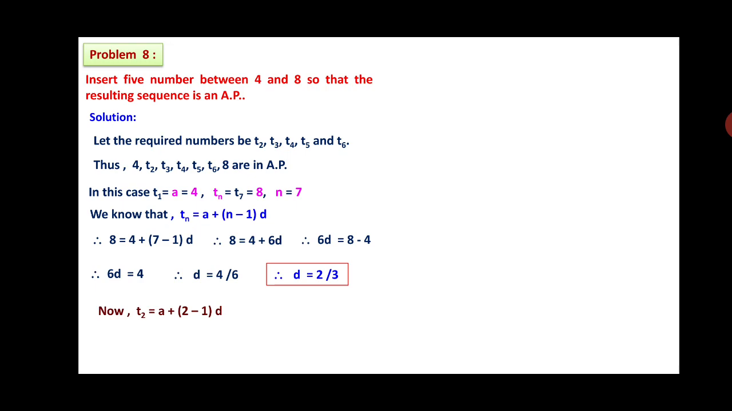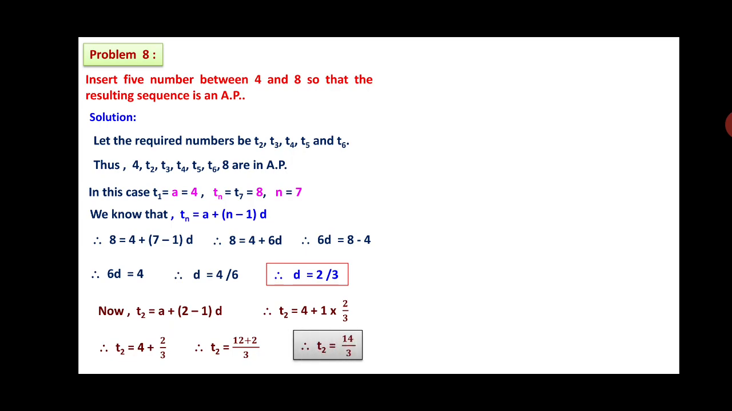Now T2 is equal to A plus (2 minus 1) into D, where n is equal to 2. Therefore T2 is equal to 4 plus (2 minus 1, which is 1) into 2 by 3. D is 2 by 3, just calculated. Therefore T2 is equal to 4 plus 2 upon 3. Here the LCM is 3, so we multiply 4 by 3. 4 3s are 12 plus 2 upon 3. So we get T2 as 14 upon 3.